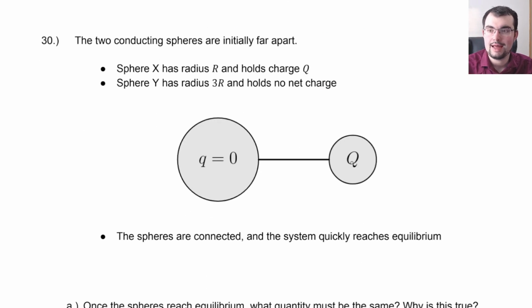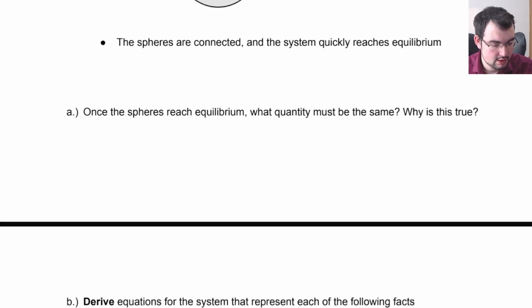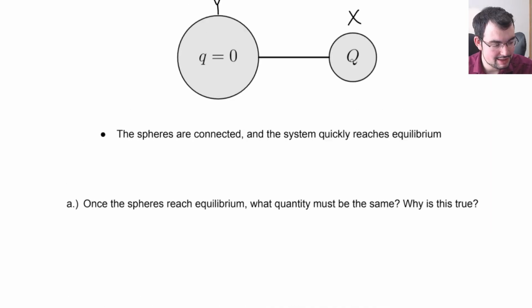All right, last one. We connect two spheres. One sphere's radius r and holds charge q. That would be this one. And one sphere has no charge and has radius 3r. The spheres are connected and we reach equilibrium. Once the spheres reach equilibrium, what quantity is the same?